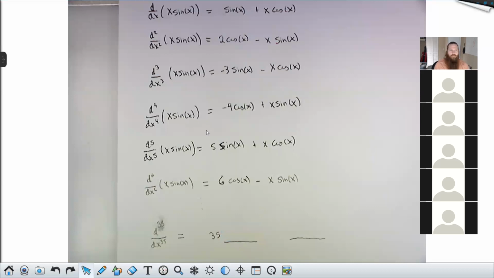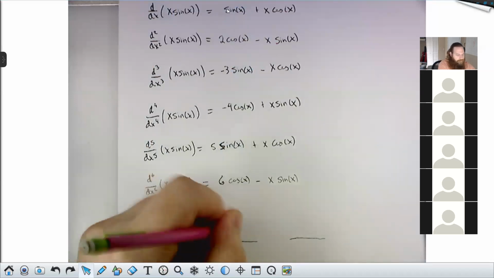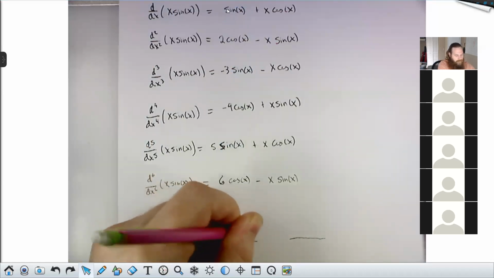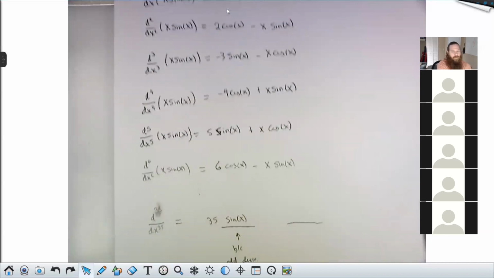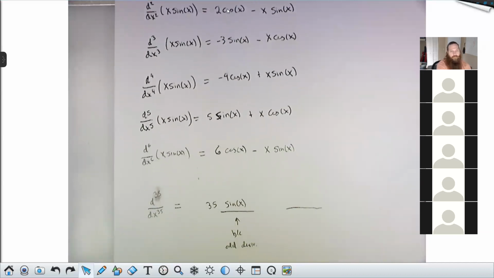Good, right. Look at this. The first derivative here is a sine there. The third derivative here is a sine there. The fifth derivative here is a sine there. All of the odd derivatives have this first blank as a sine. And this is because we're on an odd number derivative.